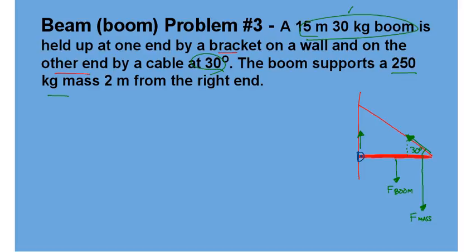30 kilogram boom, 30 times 9.8 would give me a weight of 294 newtons. And if I had that 250 kilograms times 9.8, then that would be 2,450 newtons right there. Remember again that these are forces. They should be measured in newtons. Kilograms does not measure force, it measures mass. So that's easy to do.